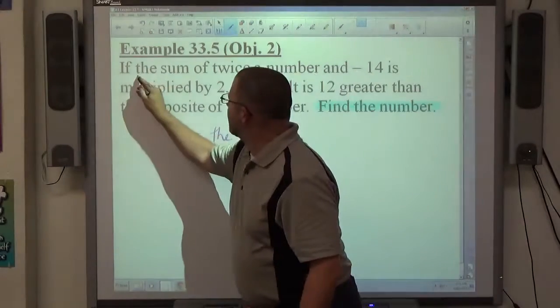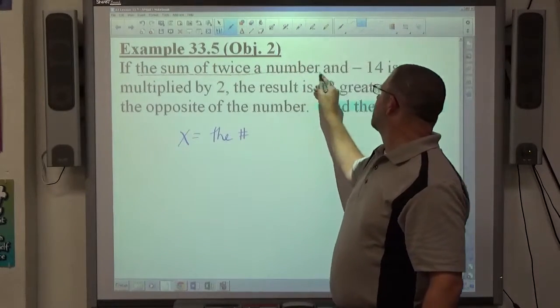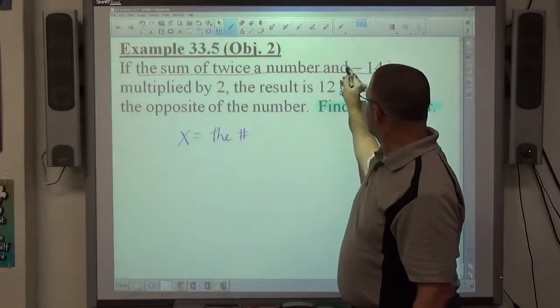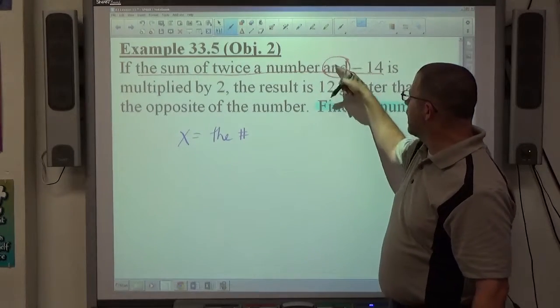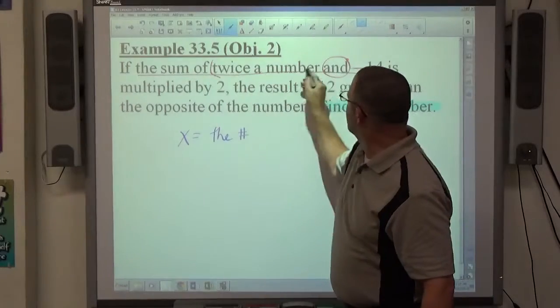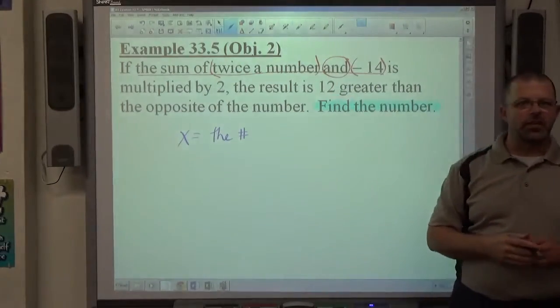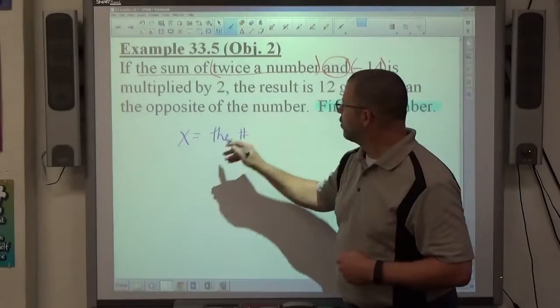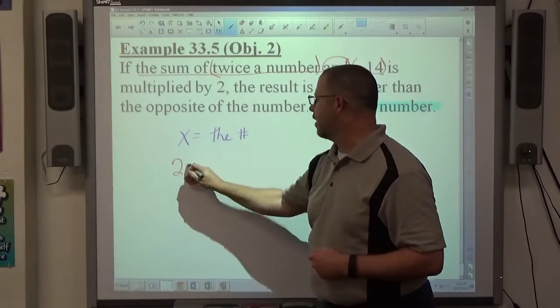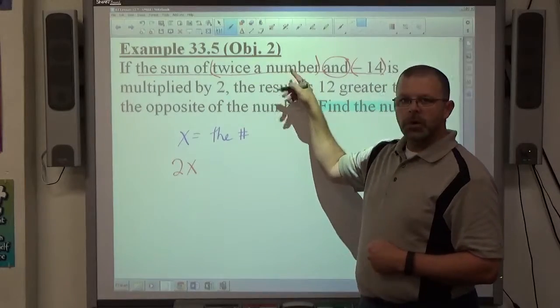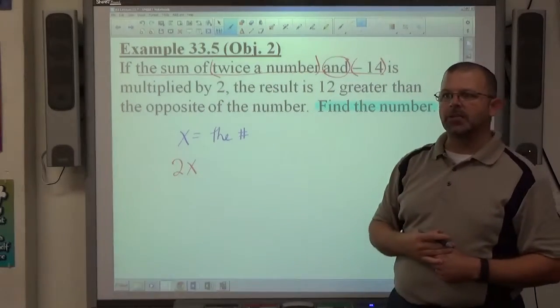We have the words the sum of twice a number and negative 14. So let's focus on this. Sum of means to add. We're adding where and is. What we're adding is twice a number and negative 14. No parentheses are necessary in that statement because twice a number is just one thing, 2, times another thing, the number. When you're multiplying one thing times one thing, parentheses aren't necessary.